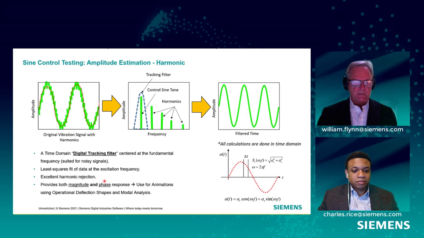It rejects the harmonics, but it's also the only one that provides not only the magnitude or amplitude of the control response, but also the phase response. That allows you to do ODS and modal and operational modal, because it has the phase information. You pick a phase reference channel, like maybe your control channel. You can use a control channel or even a response, or even if you're measuring force, you can use the phase information from those sensors, from any sensor actually.